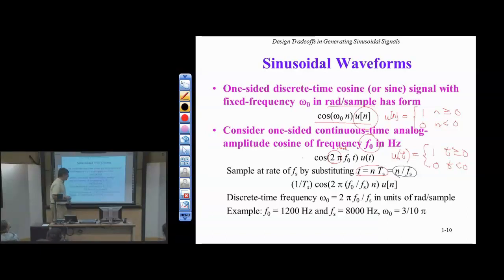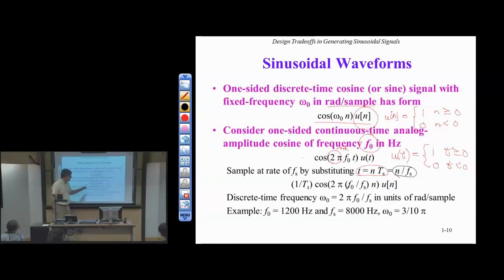So the argument in the step function is n divided by fs, and then the value of little t in the argument of the cosine becomes n over fs, and so f naught over fs, I can collect that, and finally I get 2 pi and then times little n. Now, I'll show the derivation for this.